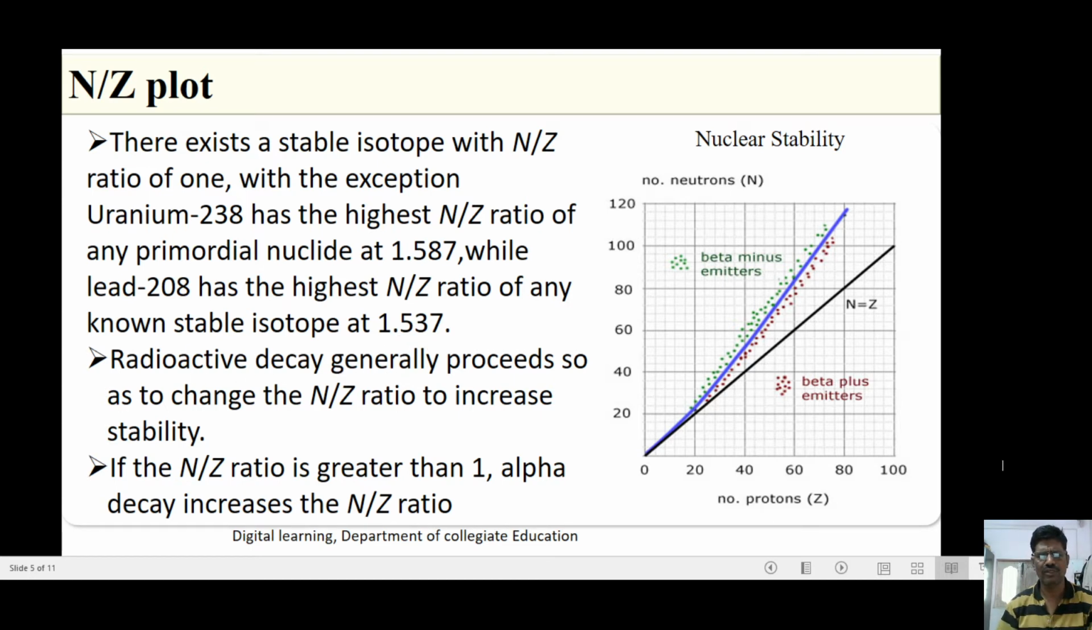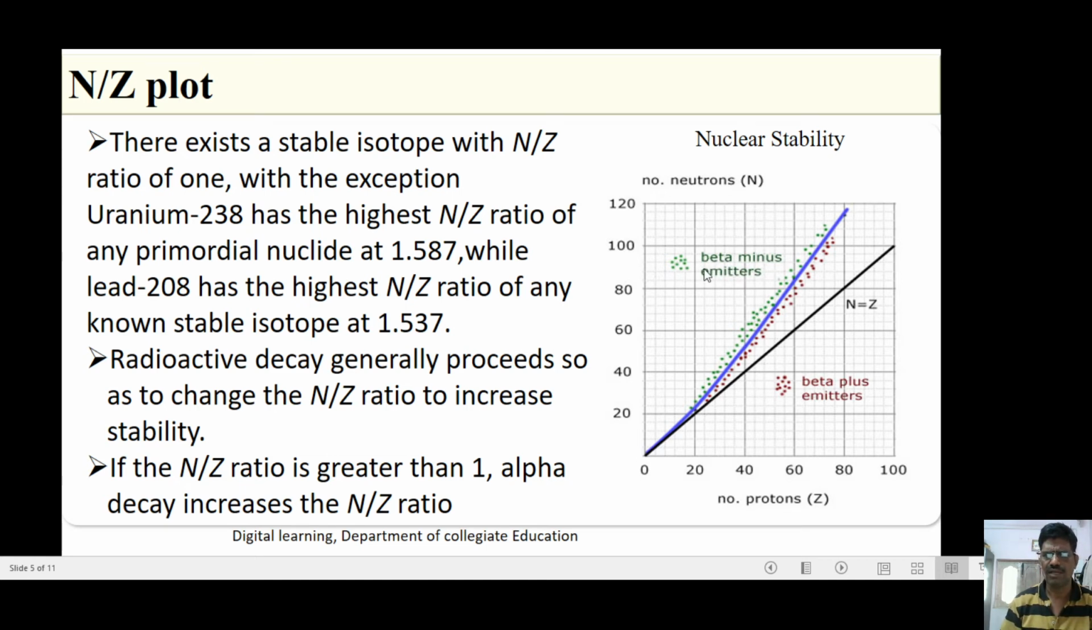Radioactive decay generally proceeds so as to change the neutron-proton ratio to increase the stability. If the N by Z ratio is greater than 1, alpha decay increases the N by Z ratio. Here the brown dots show beta plus emitters. Here the straight line indicates that the number of neutrons equals the number of protons. Here the green dots show beta minus emitters.